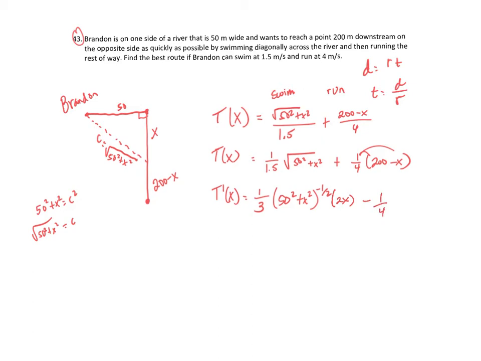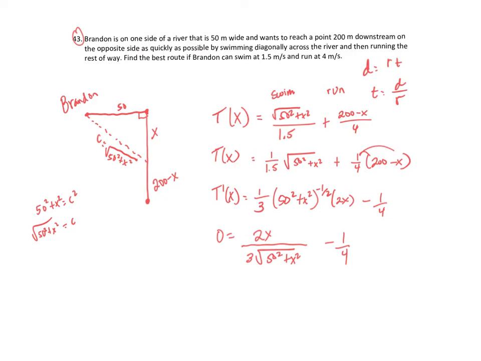So now what I'm going to do is rewrite things so that I can solve it a little bit easier, right? My whole job now is to set it equal to 0 to find my critical points. So in my numerator, I have a 2x, and in my denominator, I have a 3 times the square root of 50 squared plus x squared, minus a fourth.